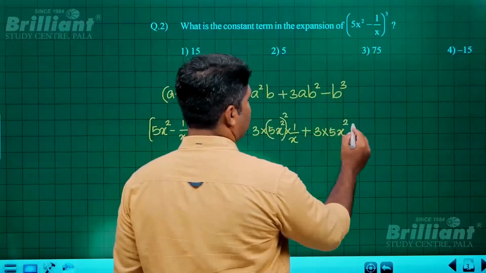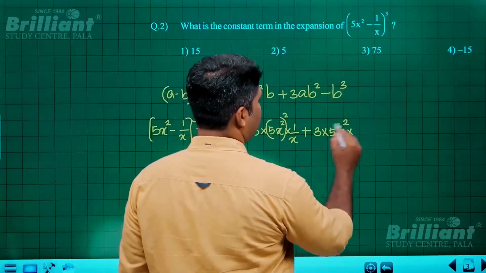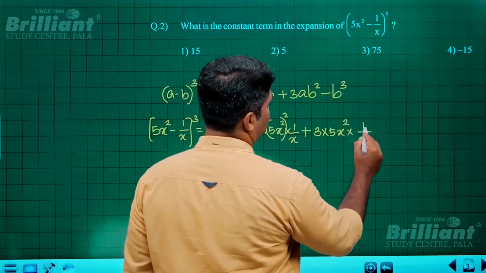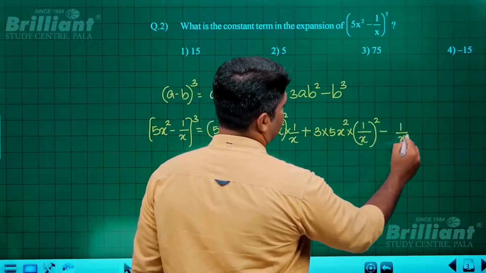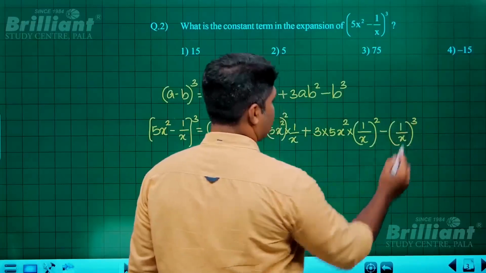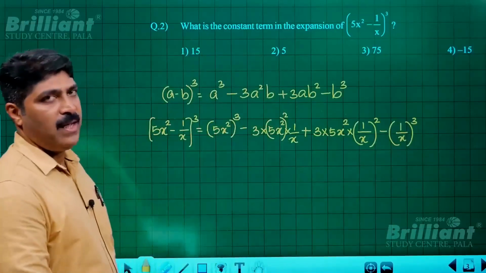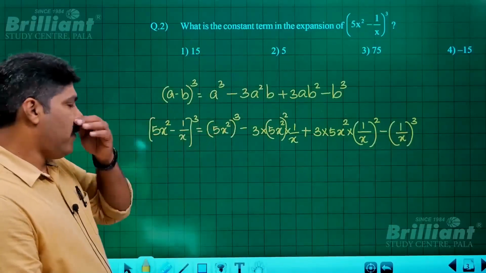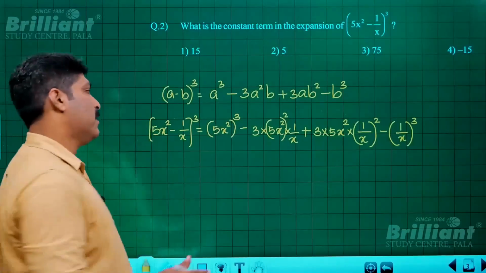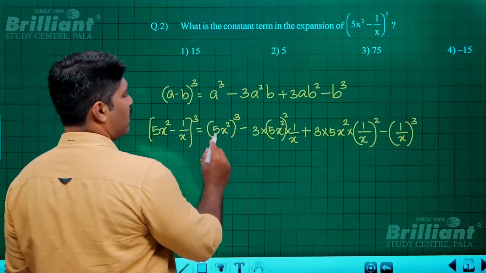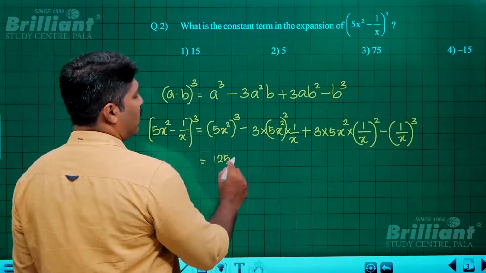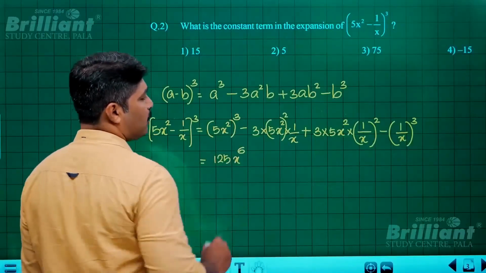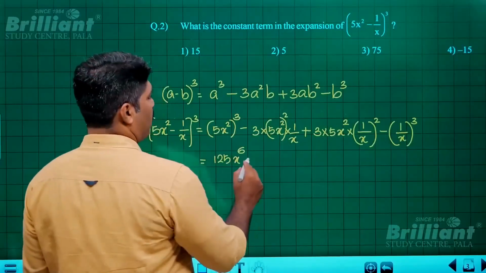So this is 5x square into b square, that is (1/x) the whole square, and minus (1/x) the whole cube. So this is the expansion. If we consider its exponential values and combine them together, how will it become? This is 5 cube, that is 125, and x square the whole cube is equal to x raised to 6. And what about this value?